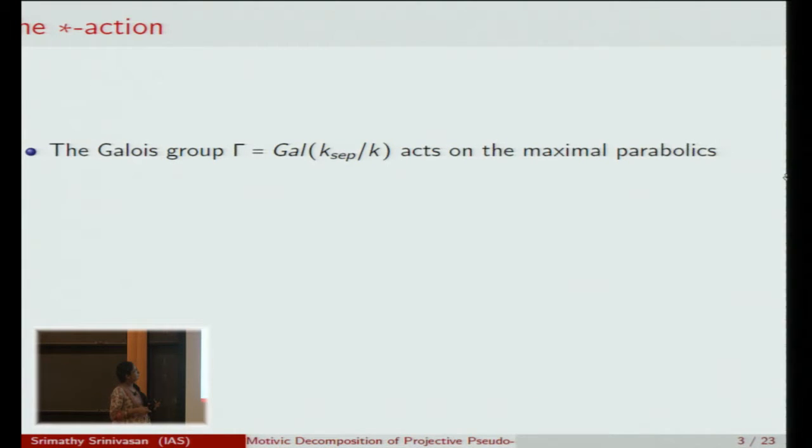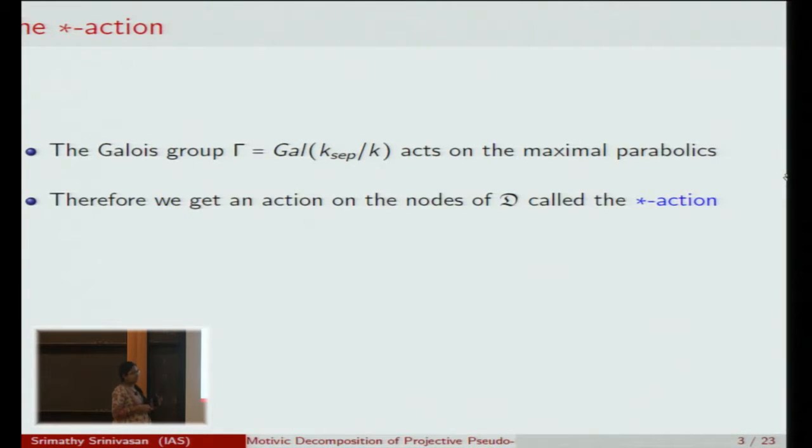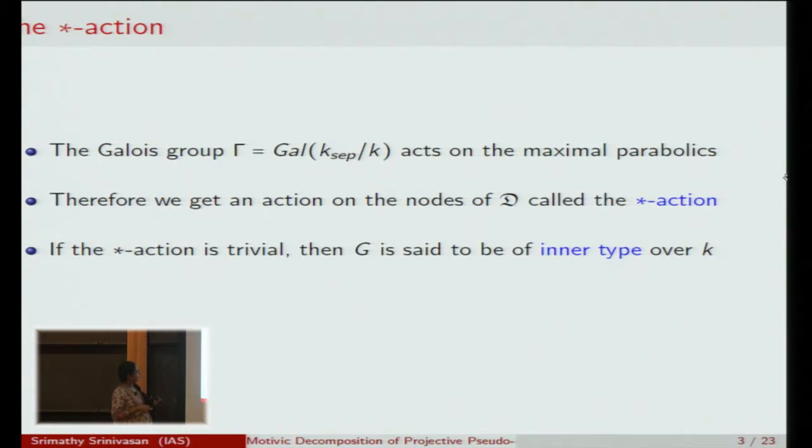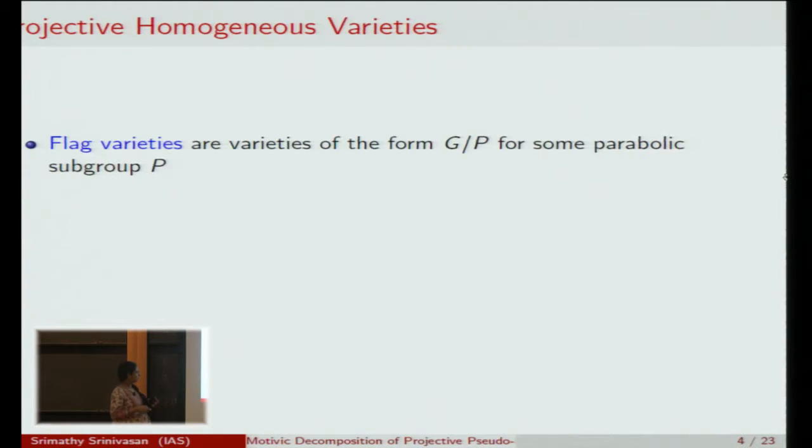Now we have the absolute Galois group denoted by Γ. It acts on the maximal parabolic subgroups inside G, and since the maximal parabolic subgroups correspond to the nodes of the Dynkin diagram, we have an action on the nodes of the Dynkin diagram, and this action is called the star action. So if the star action is trivial, then we say that G is of inner type over K, otherwise G is of outer type over K.